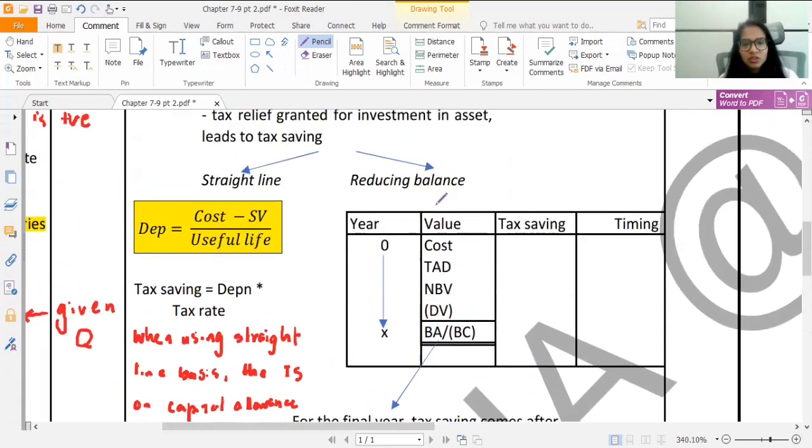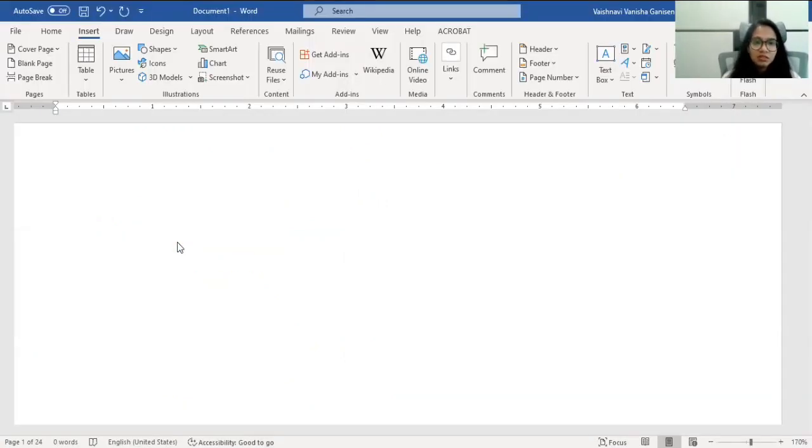Now the next one is your reducing balance basis. I just want to remind you that the concept of reducing balance is the same as calculating depreciation. When you calculate depreciation, do you remember how you do it? You take your cost, minus your depreciation, you get net book value, and then on that amount you minus depreciation again. Sorry, I need to switch my screen.